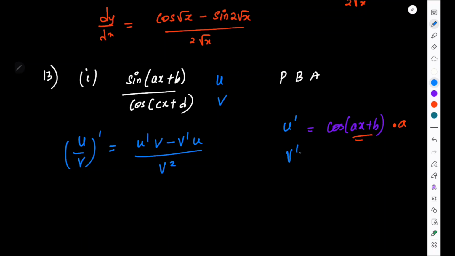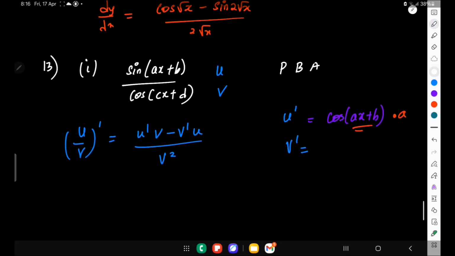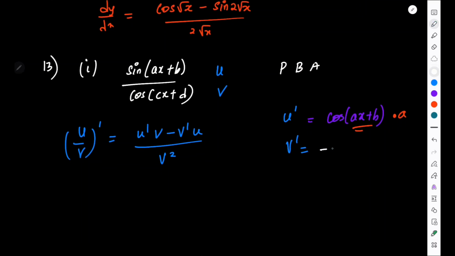What is v dash differentiation? It becomes minus sine cx plus d. See, cos differentiation is minus sine. So now what is the angle differentiation? It is simply c. So now you have to substitute back, simple.